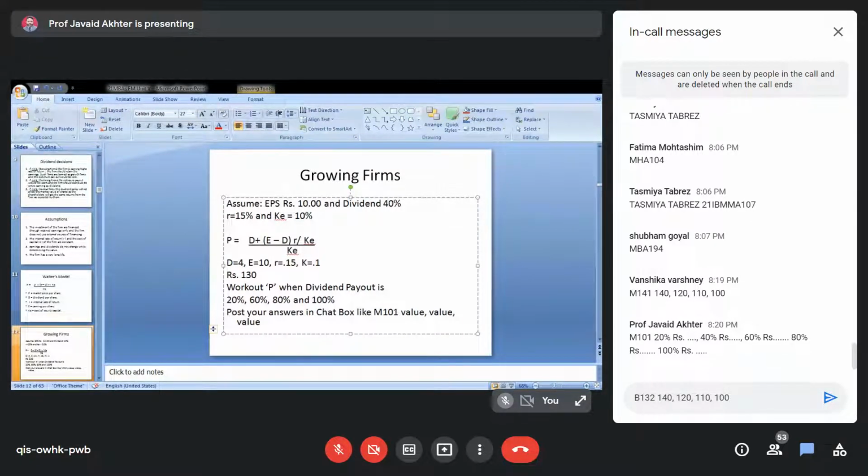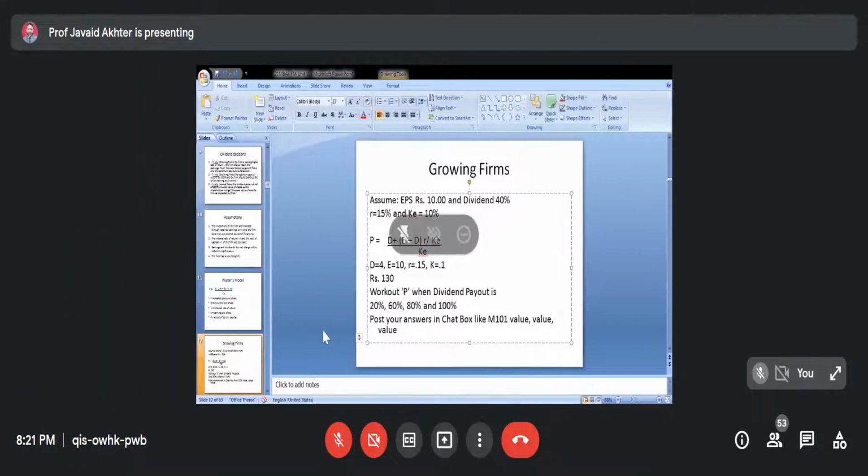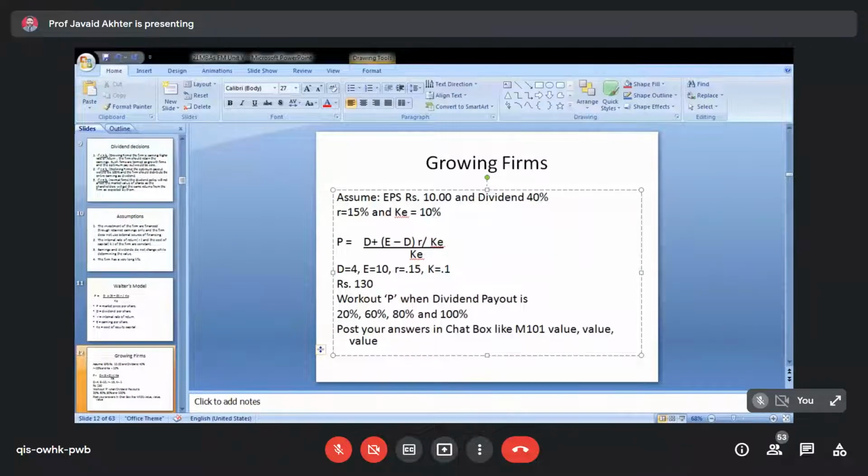So you will have some figures here. Can you see the matter in the chat box? Yes, sir. I have written rupees five times: 20% rupees, 40% rupees, 60% rupees, 80% rupees, 100% rupees. One calculation has already been done, that is against 40. What will you write? 130. So you will have various figures at 20, 40, 60, 80, and 100%. Work out these. Further explanation or further decisions can be understood only if these things are worked out.